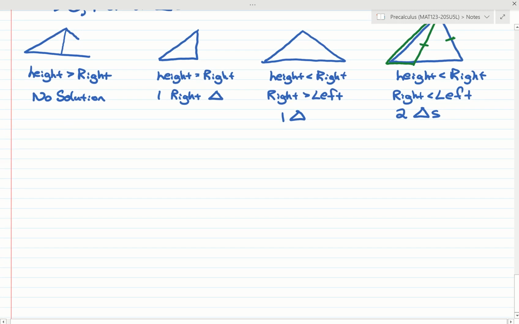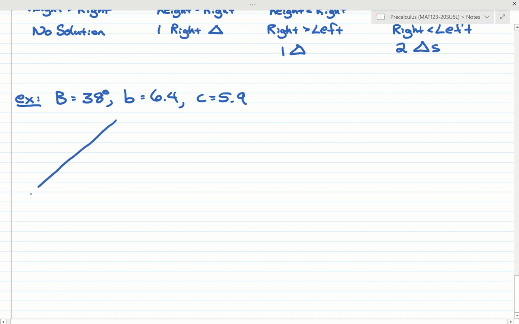Let's take a look at this one. Say we know that angle B is equal to 38 degrees, side B is equal to 6.4, and side C is equal to 5.9. The way I'd like you to draw all of these triangles is the same way. Whatever angle you get, I would like you to put it right here. So angle B is 38, side B is 6.4. And the other side, I would like it to be on the left side, 5.9.